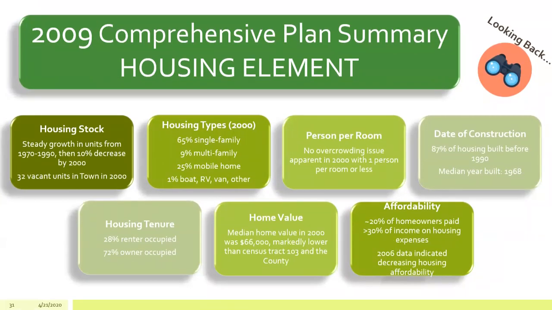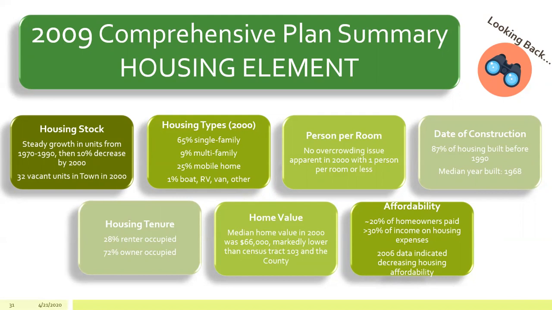Looking back at the 2009 housing element here, the housing stock was showing essentially steady growth in units from 1970 through 1990, and then a 10% decrease in housing stock by 2000. 32 vacant units in town in 2000. Some of the housing types found, this is from, again, 2000 data. This was, as a side note, just due to some data not being readily available in 2009 when this comp plan was written. So just worth noting that some of this data is from 2000.